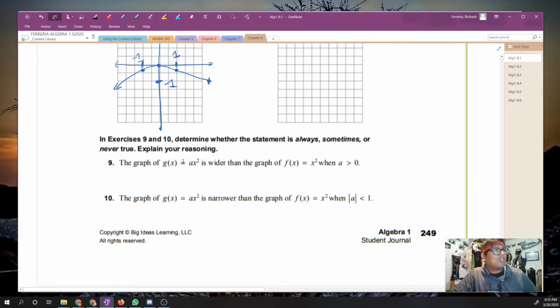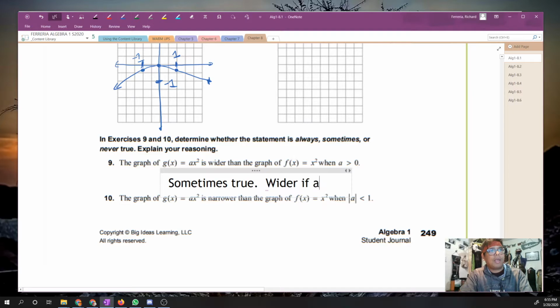Okay, determine whether this statement is always, sometimes, or never true. The graph of a times f of x gets wider than the graph of f of x if a is greater than 0. No, that's not true. Only if a is greater than 1 will it be wider. So it's sometimes true. It's not always true. Sometimes true. So it's wider if a is greater than 1.